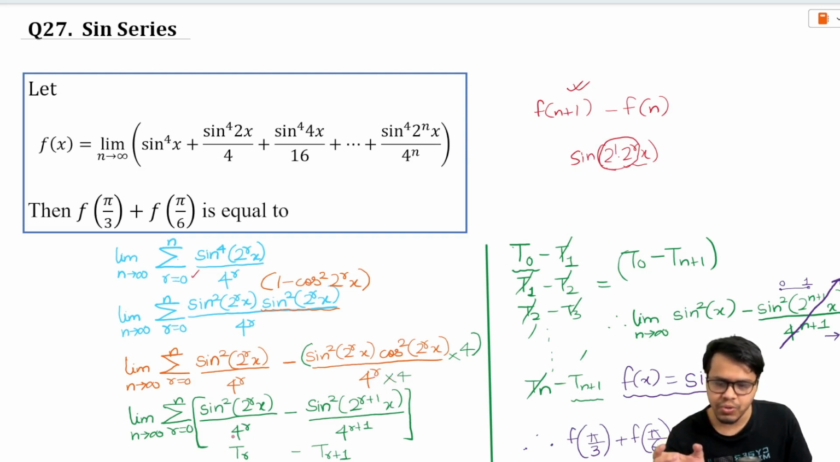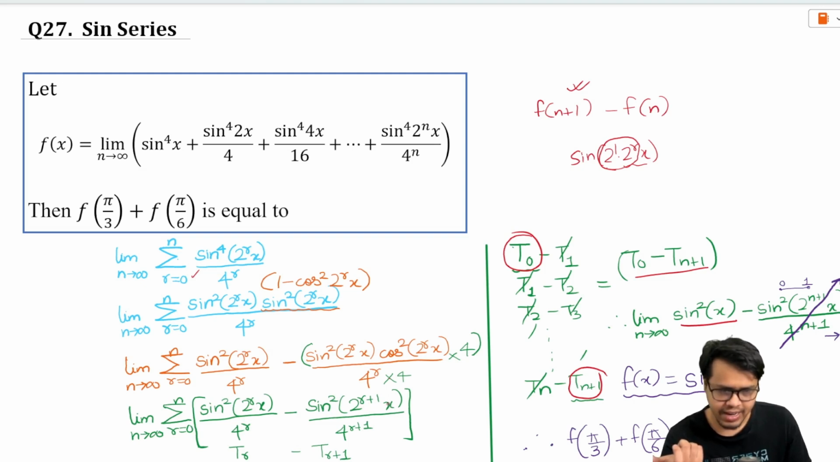So you can now see that this expression has become a telescopic series format, or difference of two terms. Let's call this t r and this t r plus 1. If we open the sigma, we will be left with only t 0 and t n plus 1. You can remember this result directly. So what will be t 0? We put r equal to 0 here, so 2 to the power 0 is 1, and we are left with sine square x.